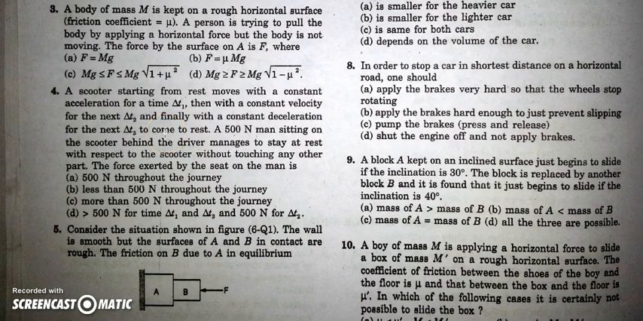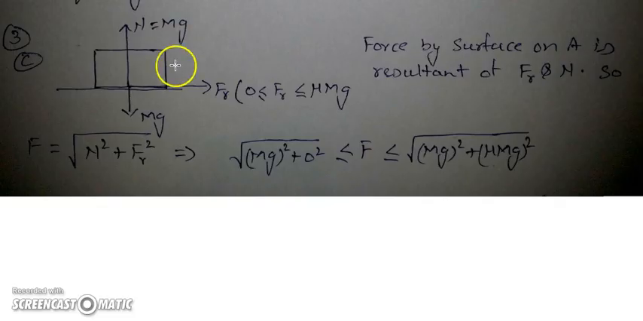The next question: there is a body of mass m kept on a rough horizontal surface, coefficient of friction mu. A person is trying to pull the object by applying a horizontal force, but the body is not moving. We have to find the force by the surface on the body, which is F. This is again the total contact force, the resultant of normal and friction force. Which of the following is most appropriate? Let's look at the diagram.